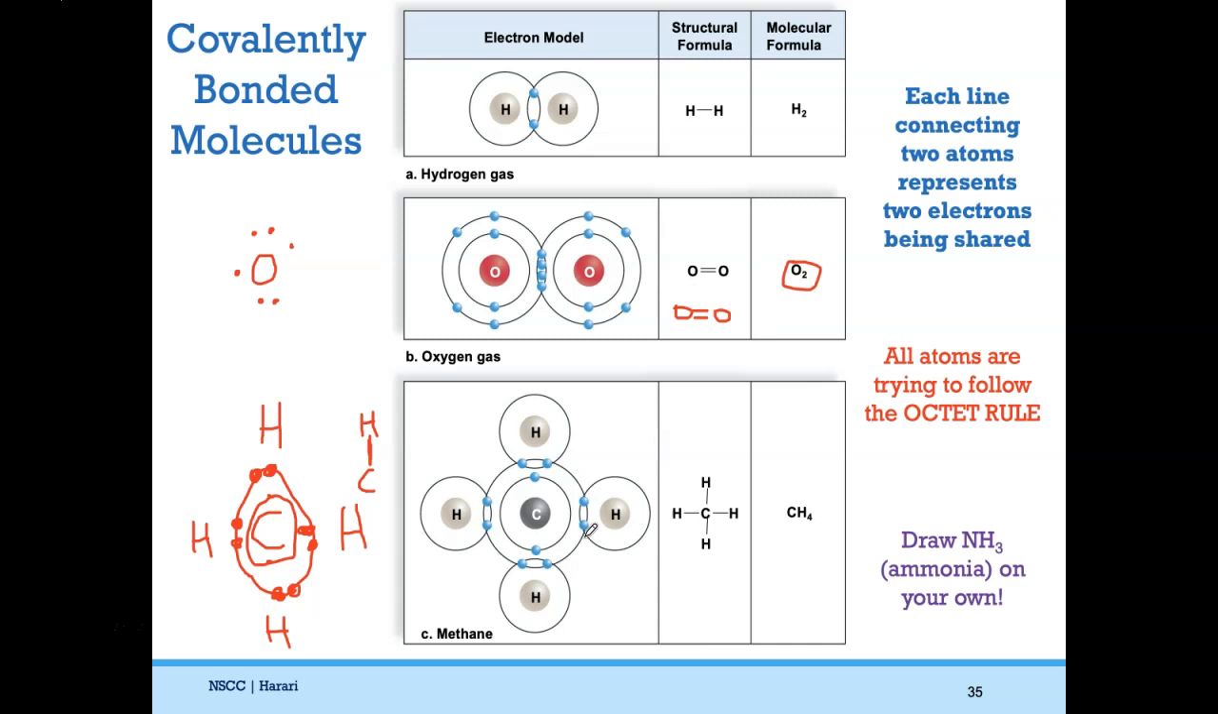Try to draw ammonia, NH4, on your own. How you would start is look at a periodic table for the atomic number of nitrogen, N. Then use that information to figure out how many electrons there would be in a nitrogen atom, and use the octet rule to draw the electron shells around nitrogen. And then figure out where the hydrogen atoms would want to go in order to follow the octet rule.